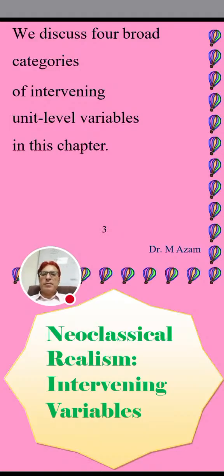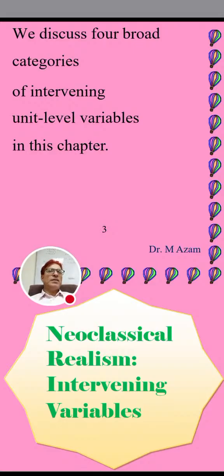New Classical Realism, Intervening Variables. So there are several types of variables. Generally, we discuss them in research methodology. Have you studied research methodology? Not yet. Okay, I think in the coming semester you will study this course. It is a very important course. In this course, you will learn there are independent variables, dependent variables, and then there are intervening variables.